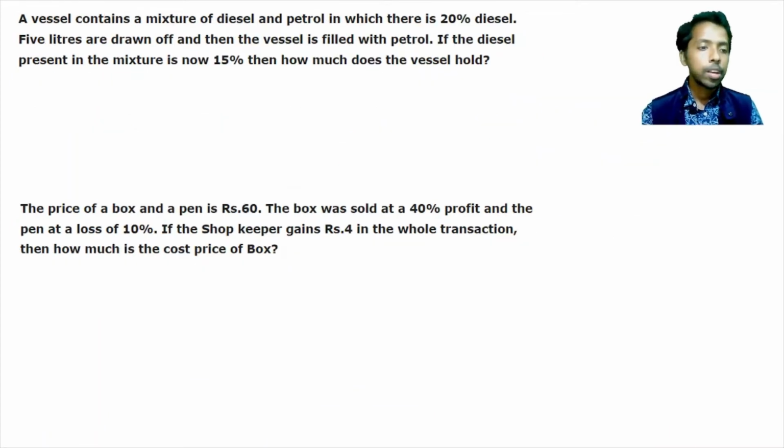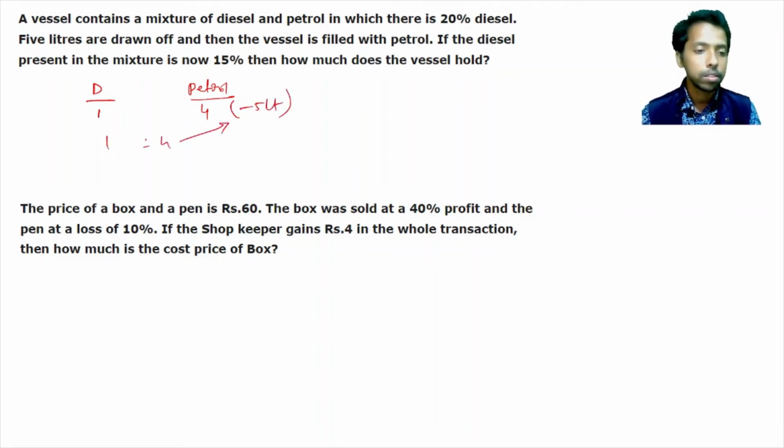Moving to next. A vessel contains a mixture of diesel and petrol in which there is 20% diesel. Just D for diesel and here it's petrol. So 20% diesel, and obviously 80% petrol, that is 1:4 in reduced form. 5 liters is drawn off, and the vessel is filled with petrol. Again, petrol is getting added, right?